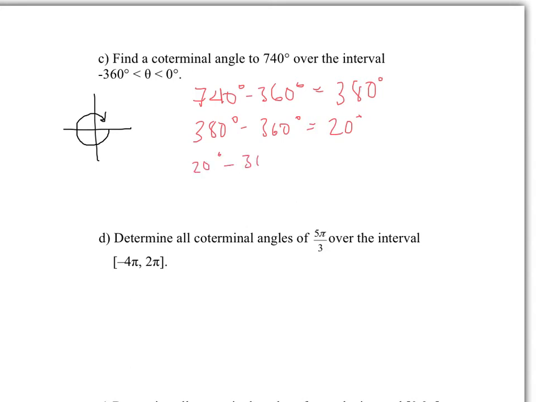So negative 360. Again, I'm just subtracting revolutions, right? And we have the angle negative 340 degrees. That would be the coterminal angle within that interval. So you have to be careful what interval I'm asking you, because if I'm specific on an interval, you need to know how to get to that interval specifically. And in this case, we had to subtract 3 revolutions to go from 740 to the revolution we're looking for.